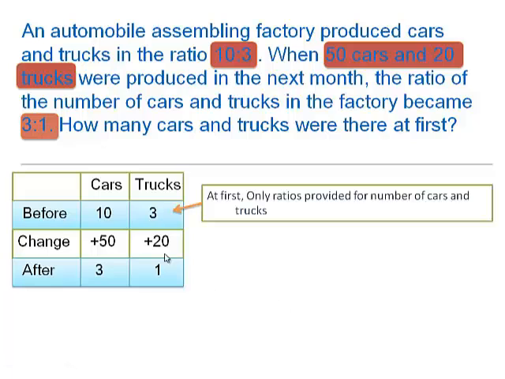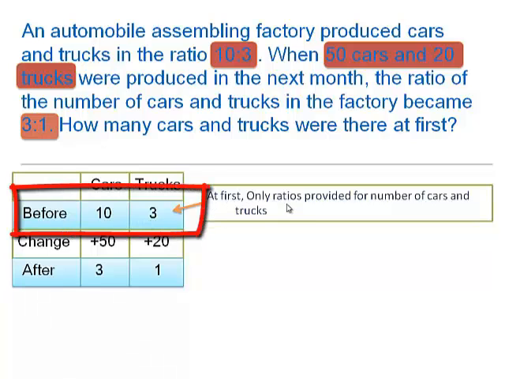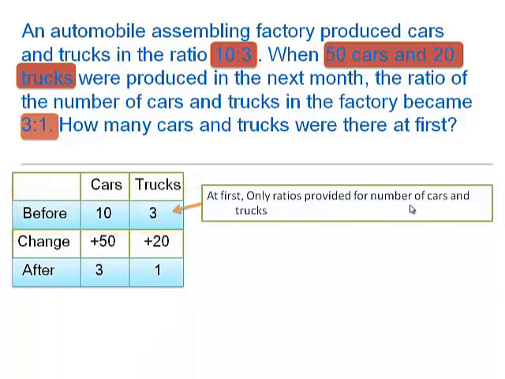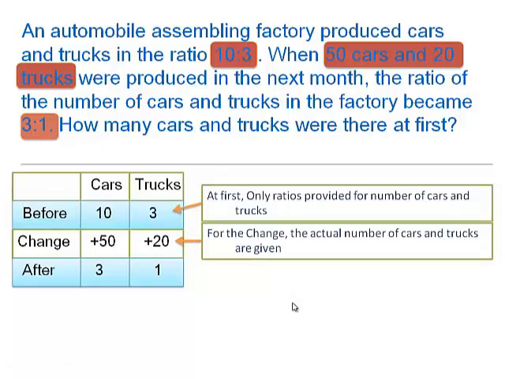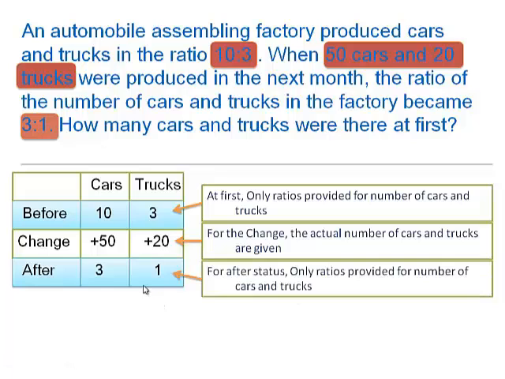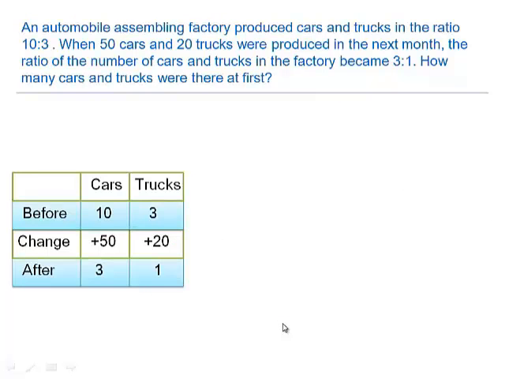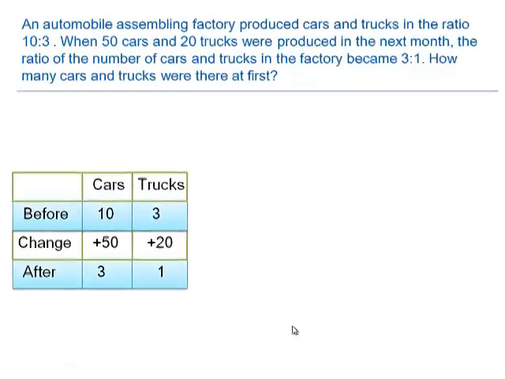So let's see. What you have here at first, only ratios are provided. These are not actual numbers. So ratios of the number of cars to the number of trucks are provided. For the change, we have the actual number of cars and trucks that are given. And for the after situation, we have again only ratios, and these are not actual numbers. Now let's try to represent them using model diagrams.